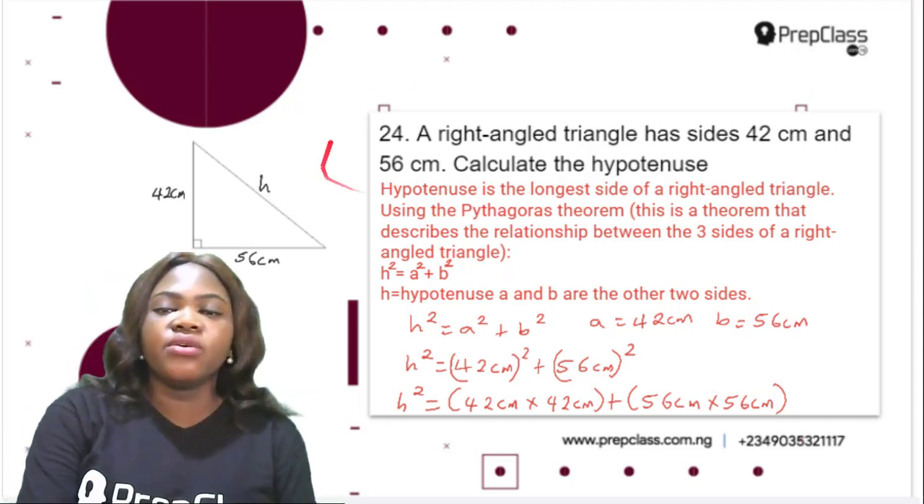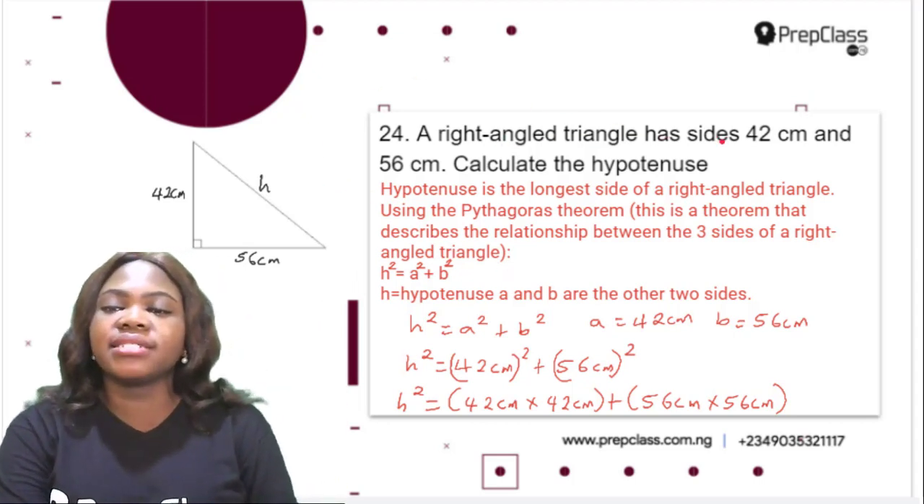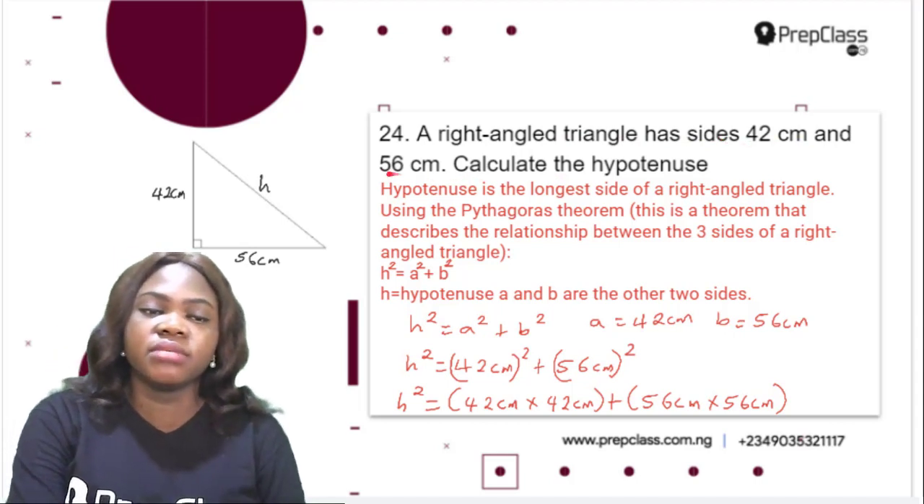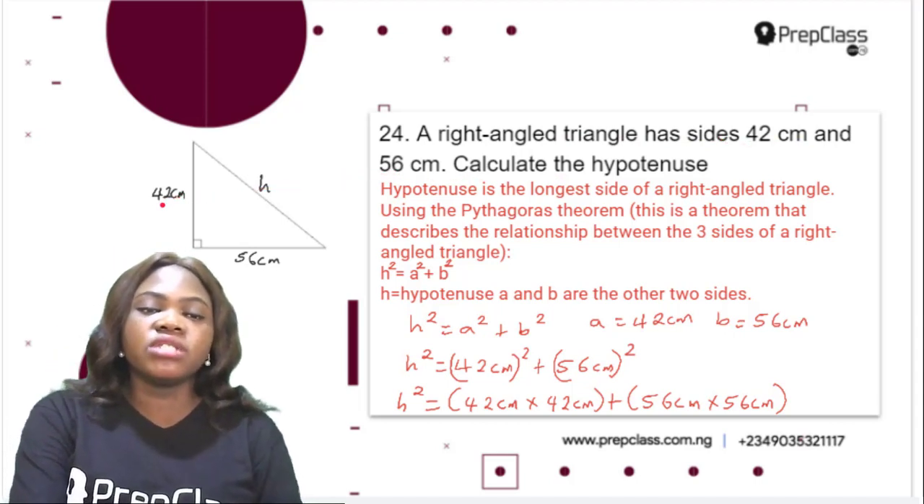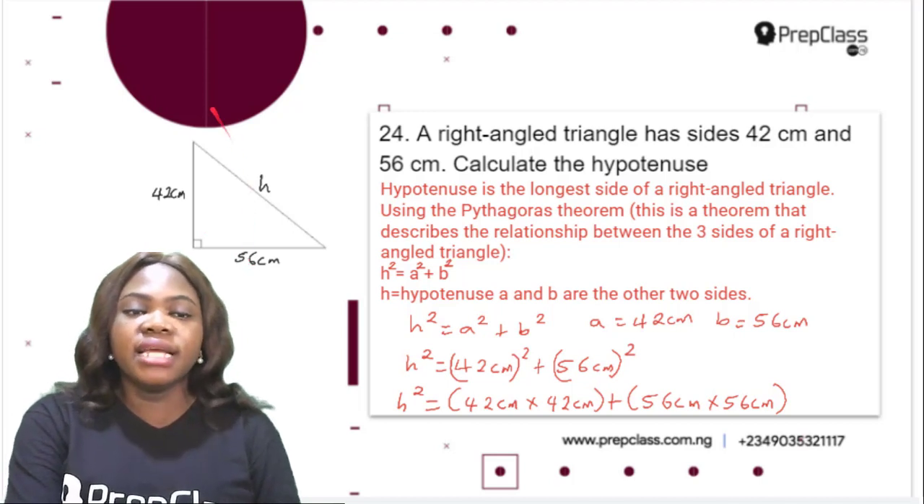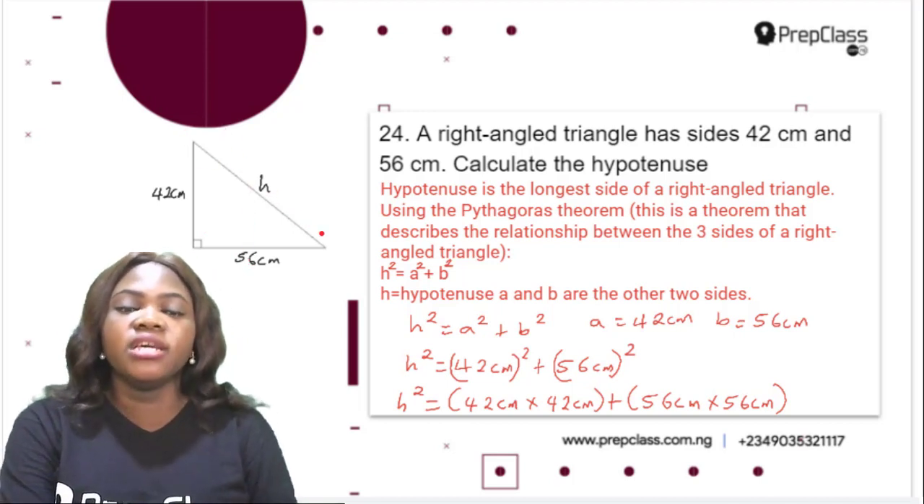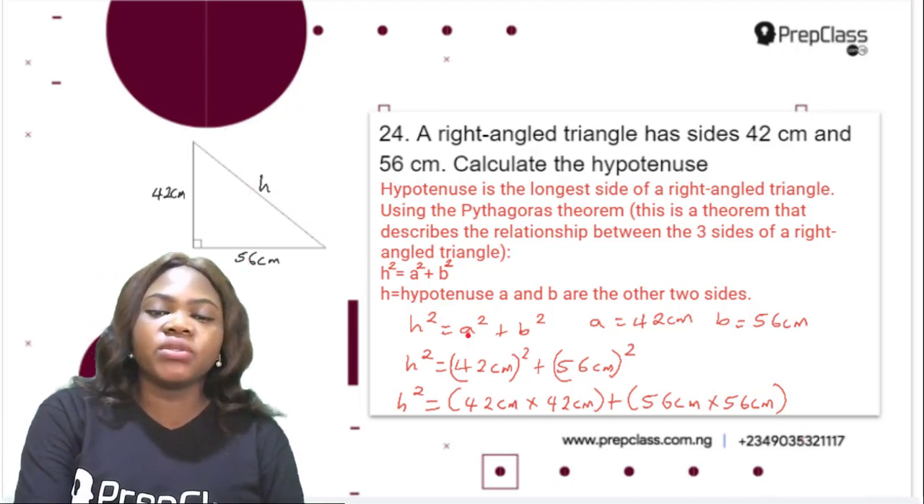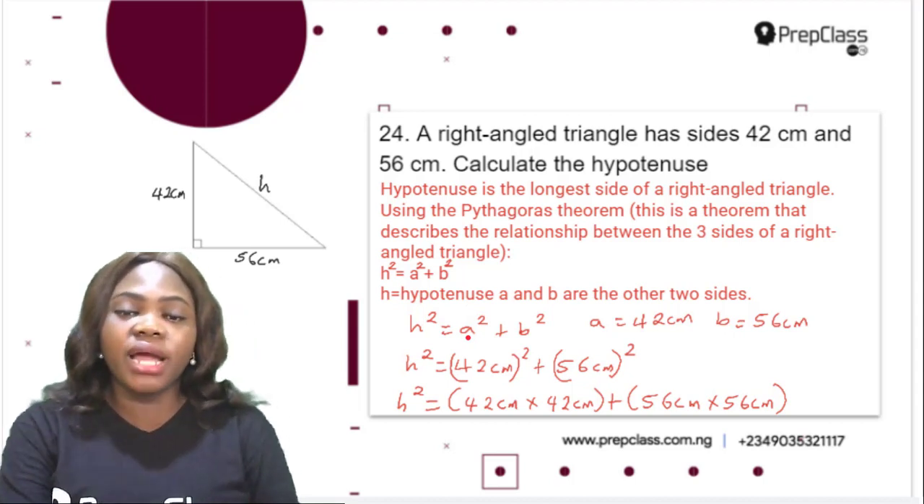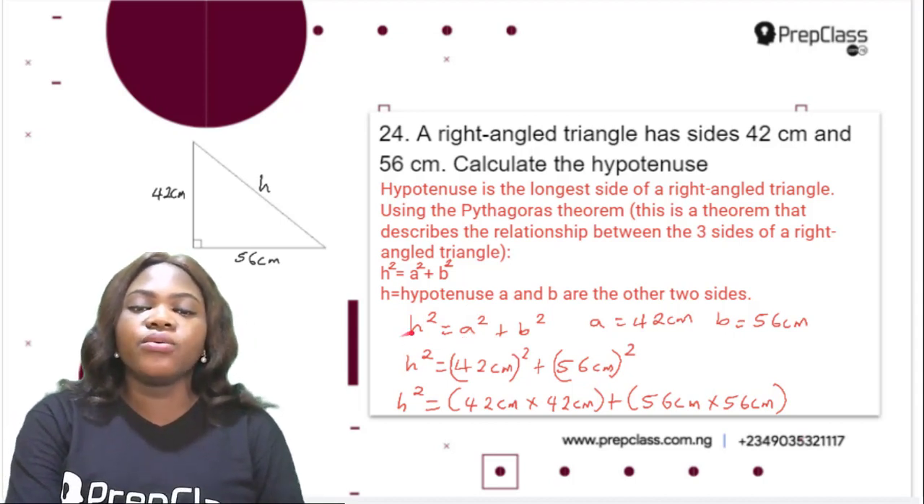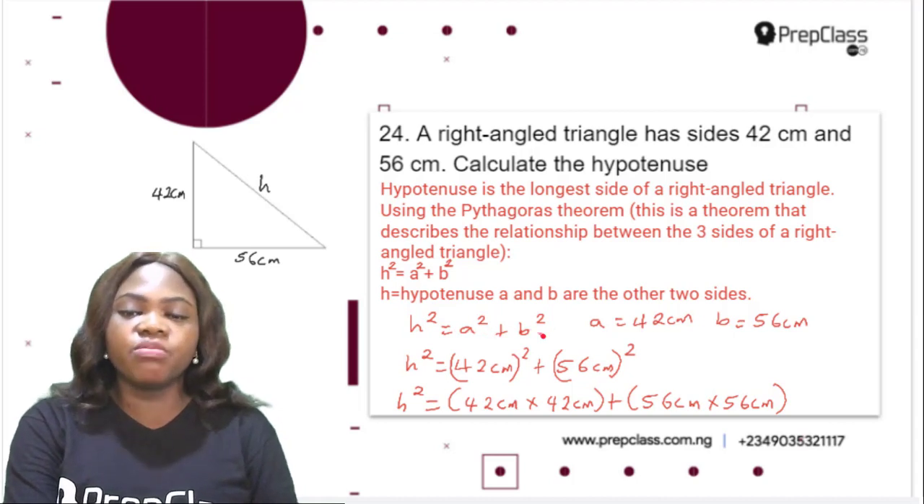Okay, so now we have a right angle triangle has sides 42 centimeter and 56 centimeter. So we can put that here, 42 centimeter, 56 centimeter. Then this is the hypotenuse that we are asked to find. So we are going to find the hypotenuse using the Pythagoras theorem. Okay, so we have h square equals a square plus b square.